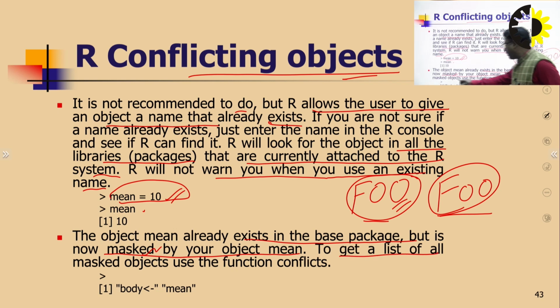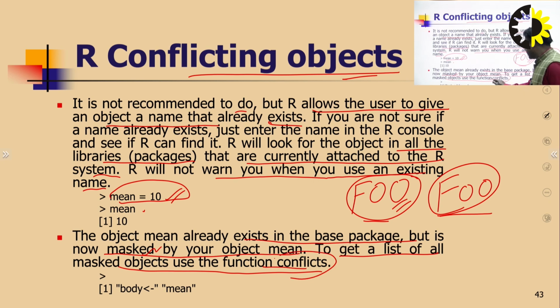To get a list of all masked objects, use the function conflicts. Again, here a conflicts function is there. We can simply call this function to find out what the masked objects are in your current session. This is a very good feature of the R programming language.